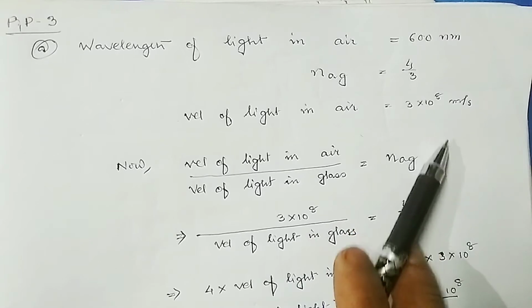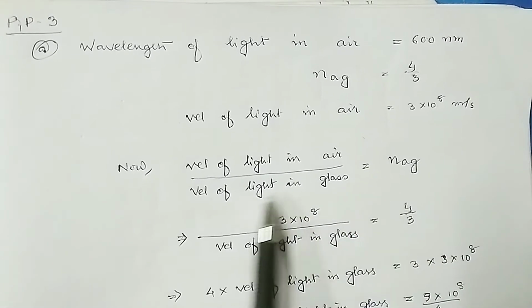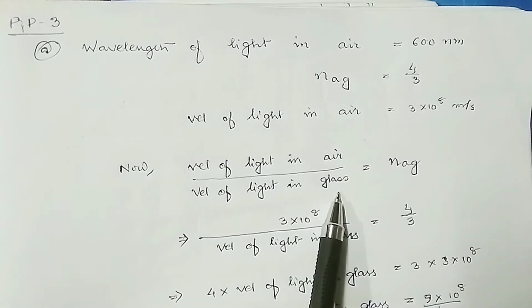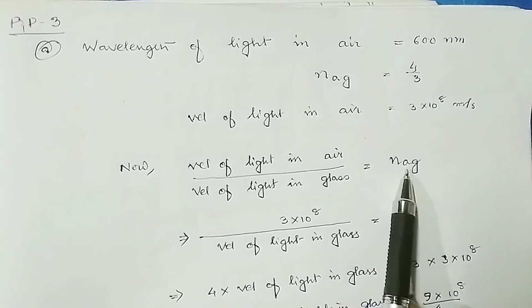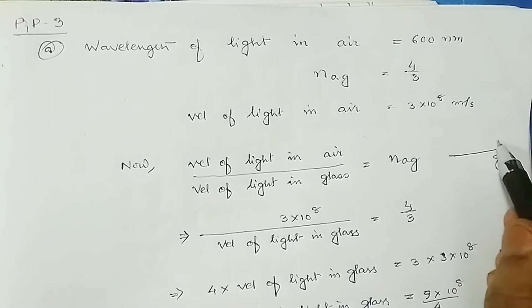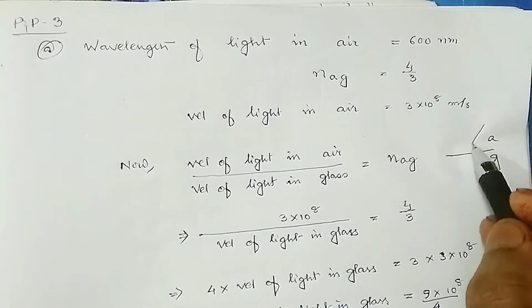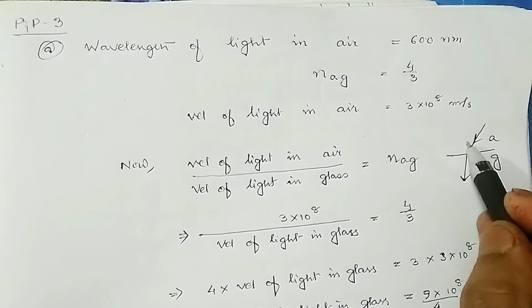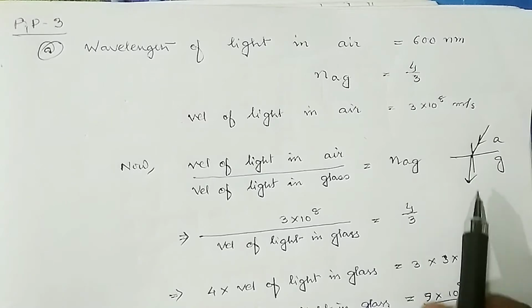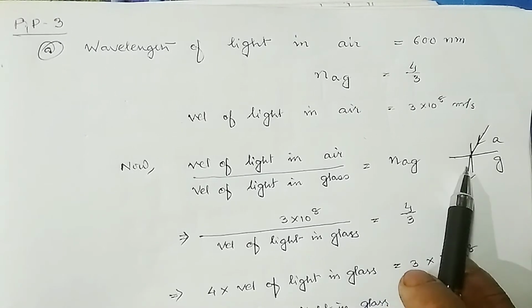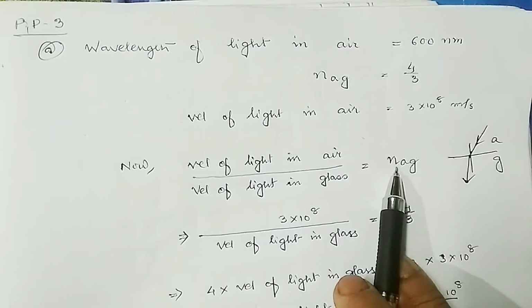Now we know from the definition of refractive index that velocity of light in air by velocity of light in glass is the refractive index of glass with respect to air. Just imagine that this is glass, this is air. A ray of light is moving from air to glass. Suppose this is the normal. So velocity of light in air by velocity of light in glass is termed as refractive index of glass with respect to air.